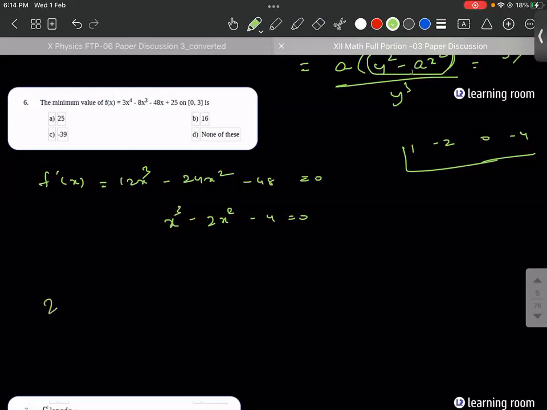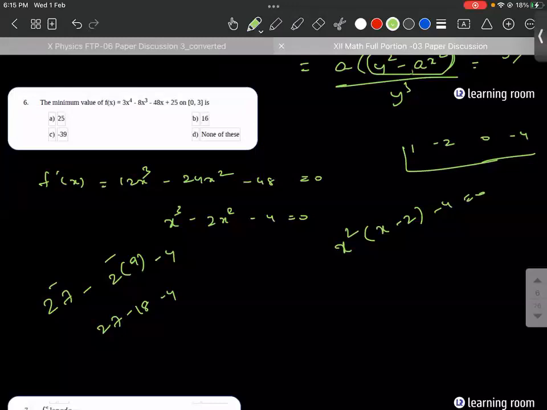Three will work. So 27 minus 2 into 9 minus 4, so 27 minus 18 minus 4. Square into x minus 2 minus 4. How come this is not working? Minimum value is this thing. We're not getting a real value.